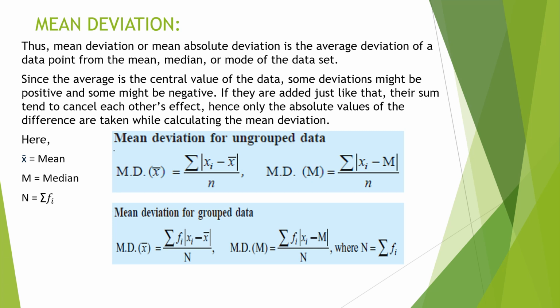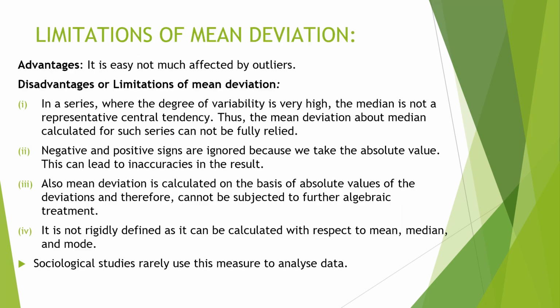Similarly, mean deviation for grouped data. In grouped data, you have the xi values and the corresponding frequency. So mean deviation from the mean is sigma fi into mod of xi minus x bar upon N, where capital N is the total frequency, sigma f. Similarly, mean deviation from the median m is sigma fi mod of xi minus m upon N. We are going to do examples to understand these formulas later.